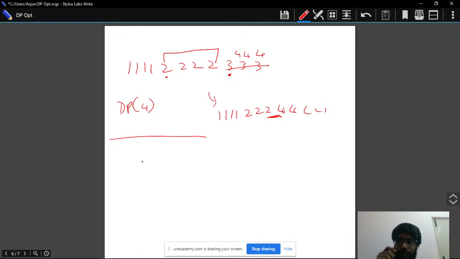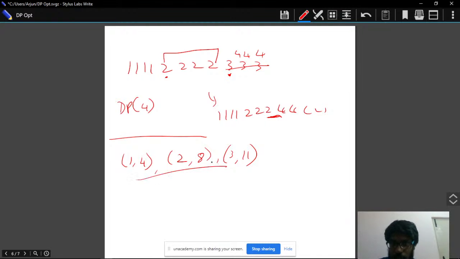So I'll have the endpoints of every segment, something like this, the initial array. I'll probably represent it as 1, 4, which means the first 4 elements are all 1s. Then I have 2s which are up till the 8th point. Then I have 3s up till the 11th index, right? Something like this. I'll maintain this. I'll not maintain the actual array. I'll just maintain the subsegments which have all equal values. So this is all I'll be having.